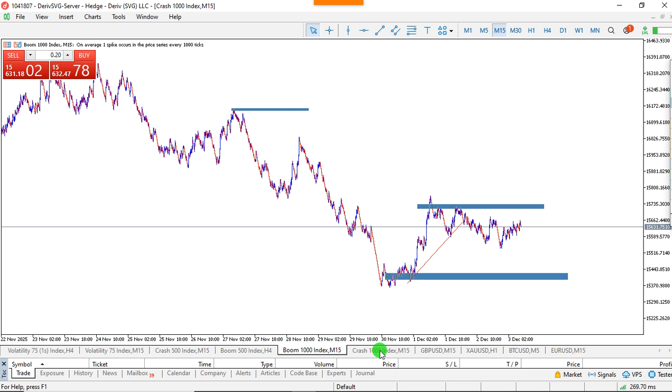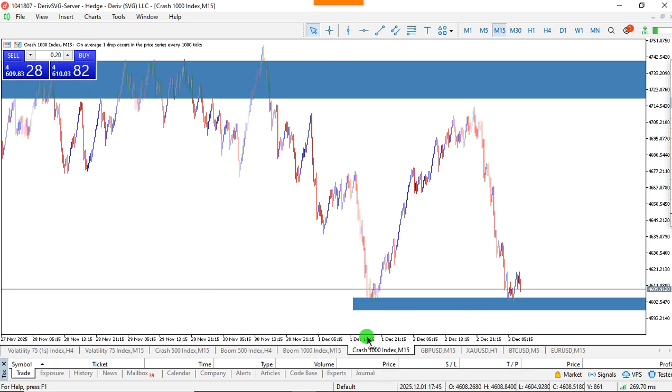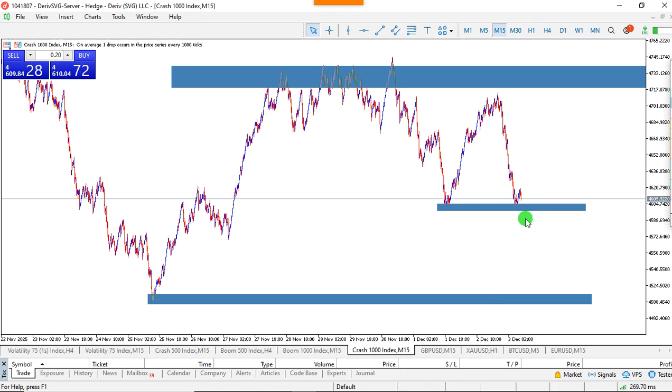And finally, on Crash 1000, it is currently in its zone. So we're waiting for the market to break below this, retest, and another bearish candle, then think of targeting here. Or let's see how the market reacts to this. We can form lower highs, or we can see higher highs being formed. Then we can think of going long on this market. Of course, this is going to be our next target.